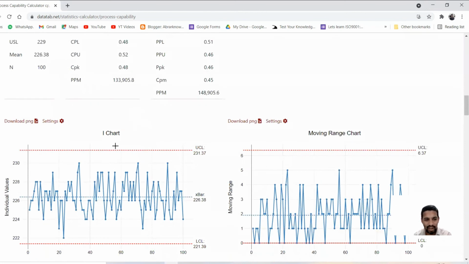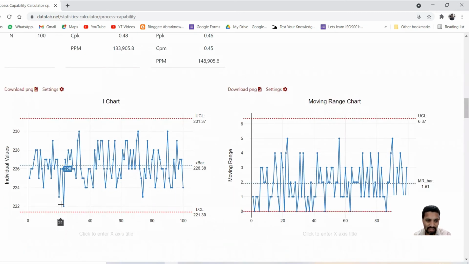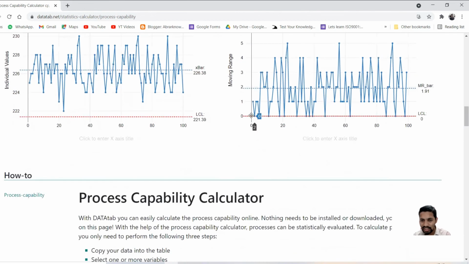So what else do we have? We have the same thing like this. We also have the IMR chart. This is also correctly recognized because it is one column only, so an IMR chart. If more columns are there, you can go for an X bar R chart and all that. So this is the value which we identified as an outlier, and this is the value which is touching this one.